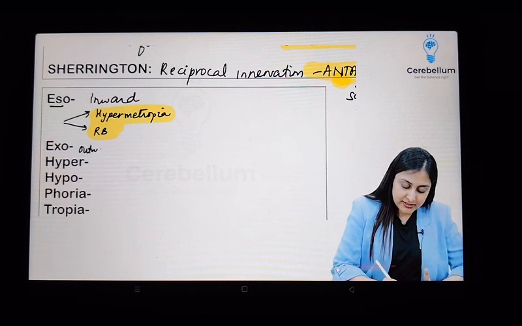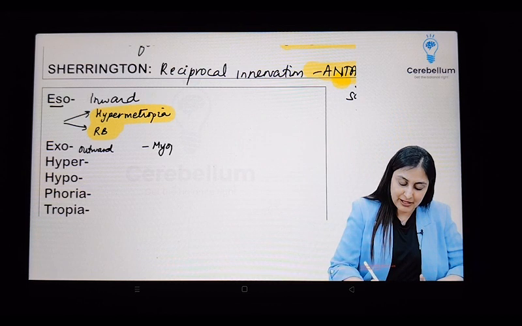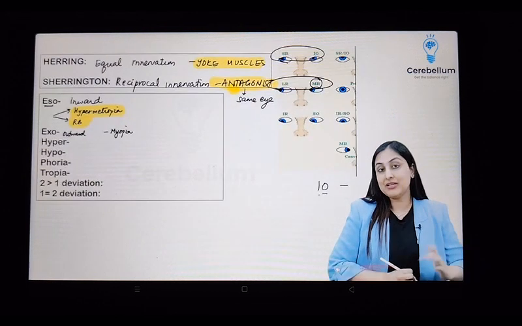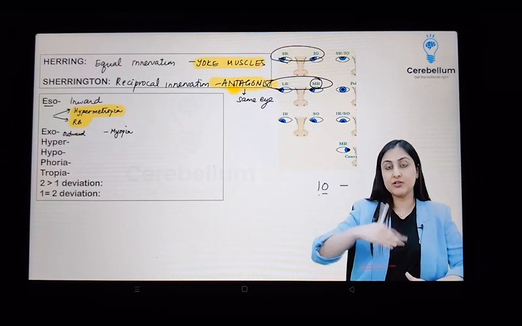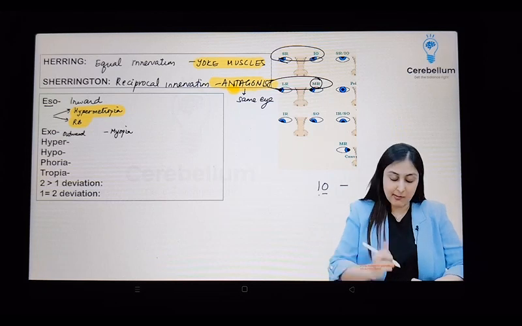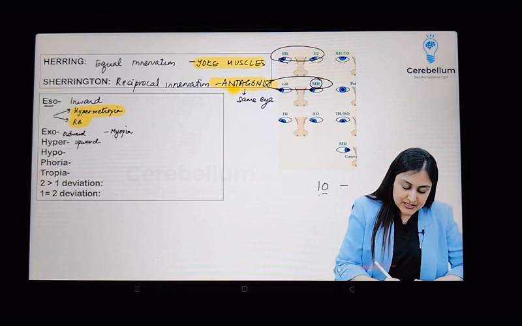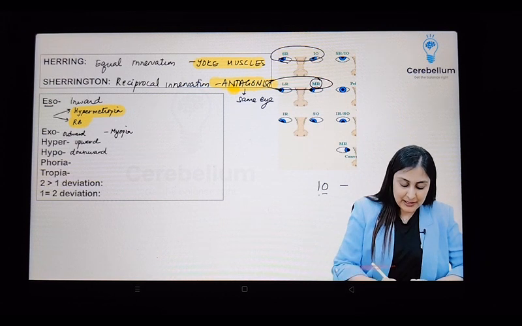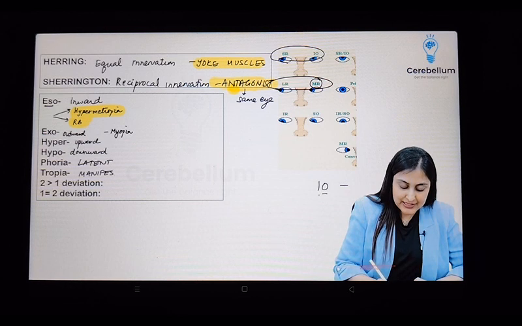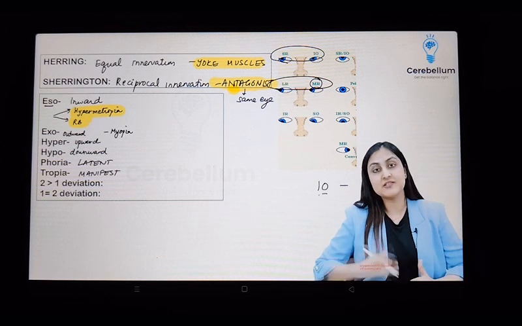Exotropia means outward deviation, and obviously this would be with an association with myopia. Hyper and hypo, very important. Hyper means upwards. Whenever you are hyper, your energy is higher. So you remember upwards deviation of the eye, whereas hypo is downwards displacement of the eye. Phoria means latent squint, whereas tropia means manifest squint. Alright, so whenever I say esotropia, it is manifest squint.